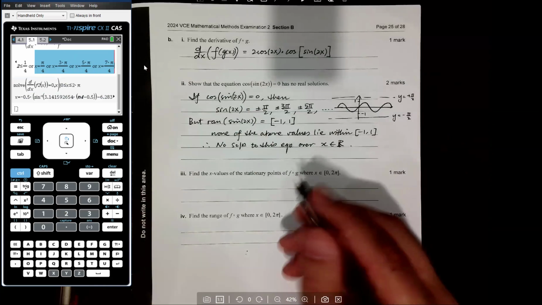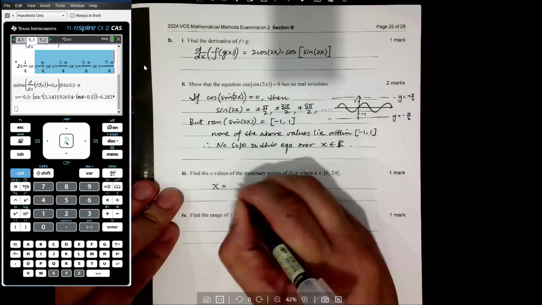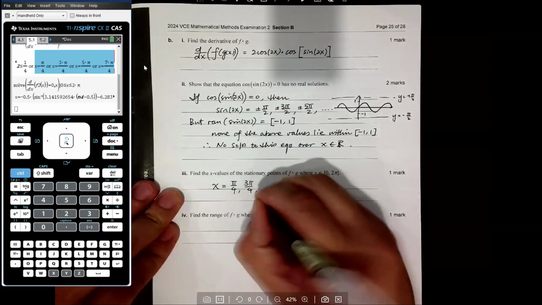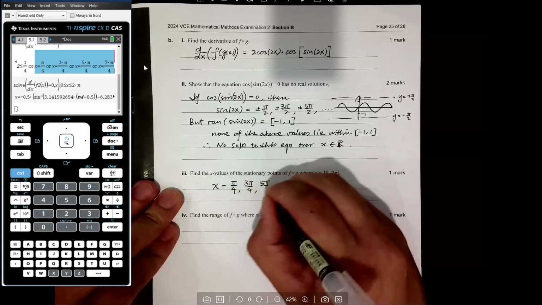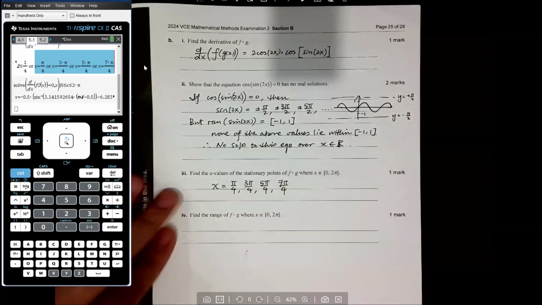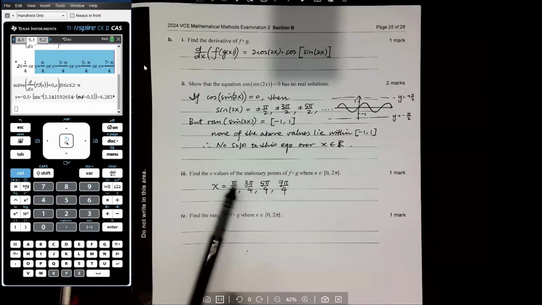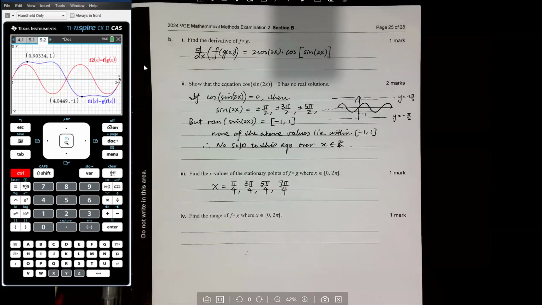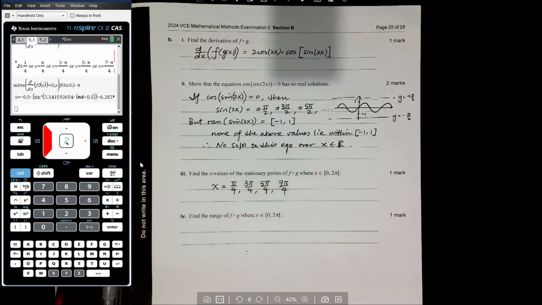Ignore the previous bit, okay? So x equals pi over 4, 3 pi over 4, 5 pi over 4, and then 7 pi over 4, etc. And find the range of f of g where x is between 0 and 2 pi. Okay, so we can see this is pi over 4. This is 3 pi over 4. We need exact values. Notice the question does not give us any rounding instruction.